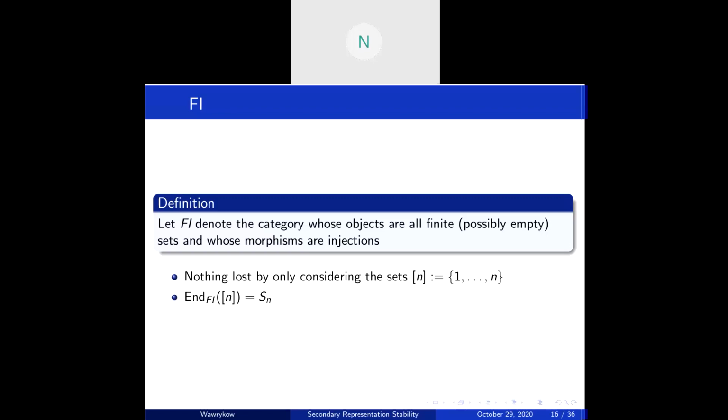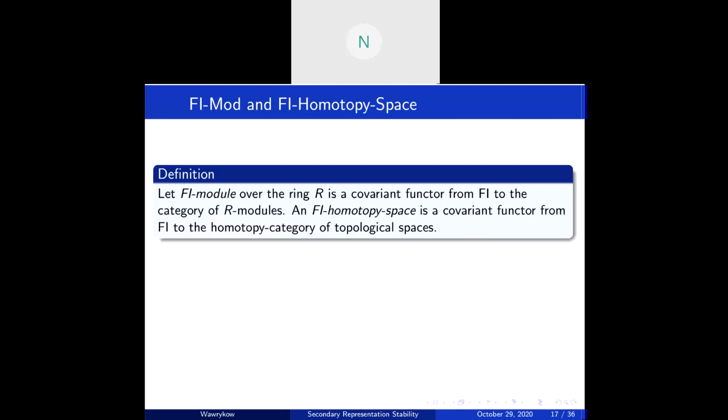So in and of itself, FI doesn't do too much. But we can consider maps from FI to a bunch of different things. Namely, we can consider functors from FI to the category of R-modules, and this will give us FI-modules. Similarly, we can consider a covariant functor from FI to the homotopy category of topological spaces, and this will give us FI-homotopy spaces. And notably, these are the things we really care about and can work on.